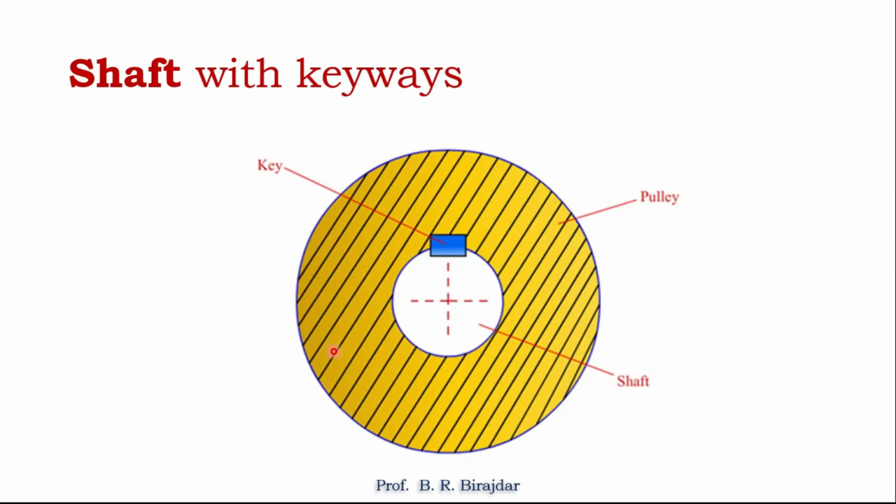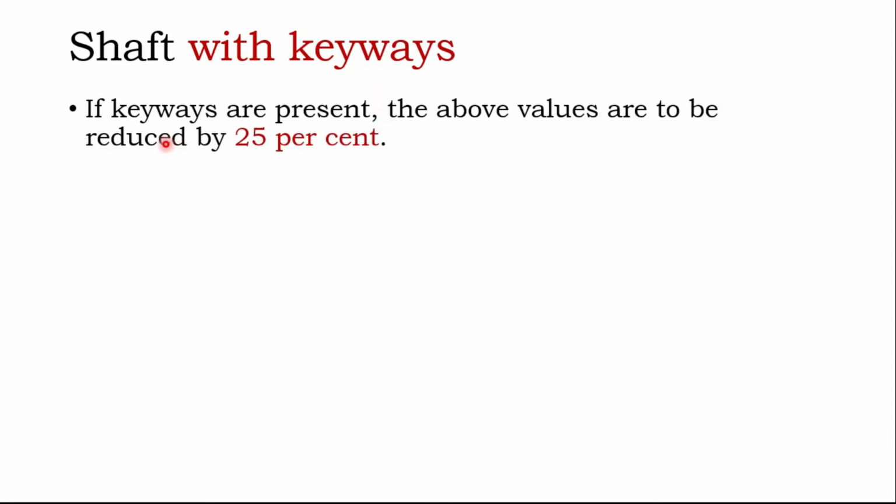Now see, this is the shaft and here is the pulley, and in between we use the key to transmit the power from shaft to the pulley. As we provide the key, the material resisting area of the shaft decreases and the power transmitting capacity reduces, right? So whenever there is a keyway in the shaft, we have to reduce the value again. That is the second case, when the shaft has a keyway. So if the keyway is present, then the above values are to be reduced by 25%.